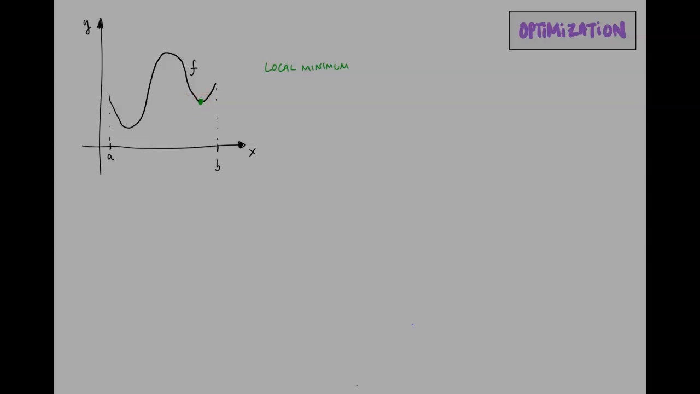It's not a global minimum, because if we go far enough to the left, well, we go up and then eventually come back down and reach values that are lower than where we started. But locally, it is indeed a minimum.